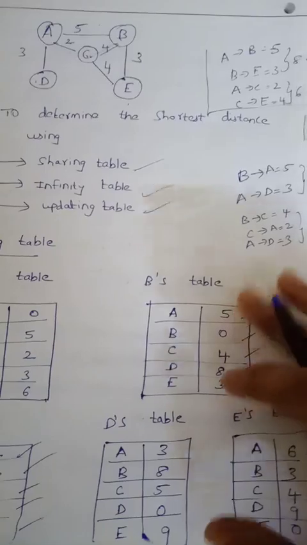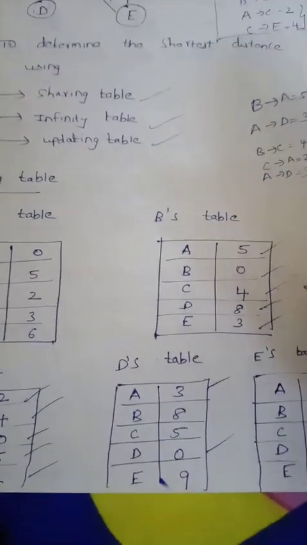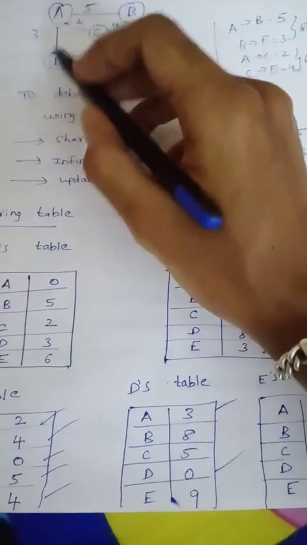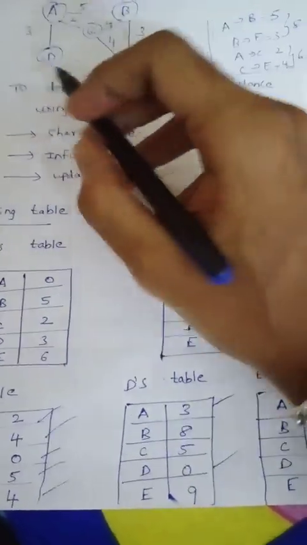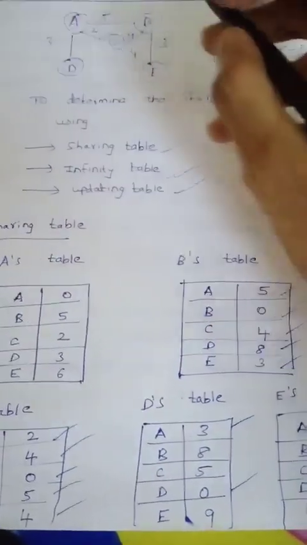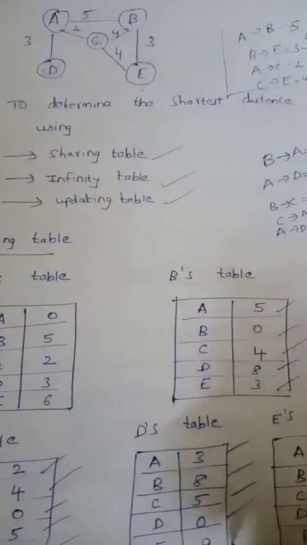Next I am moving into D's table. D to D will be 0. D to A I am writing as 3. And D to B: there is no straight path, so I have to check. D to B is 8; if you take some other pathway it is 3, 5 and 9, so 8 is the shortest path. Next D to C: there is no straight path, so 3 and 5. And D to E will be 3, 5 and 9 in total, and that will be the shortest path.